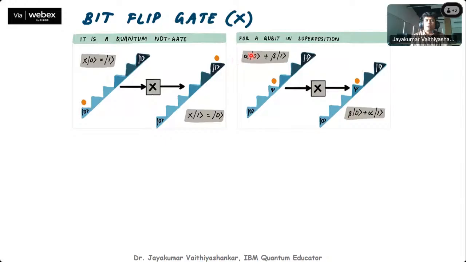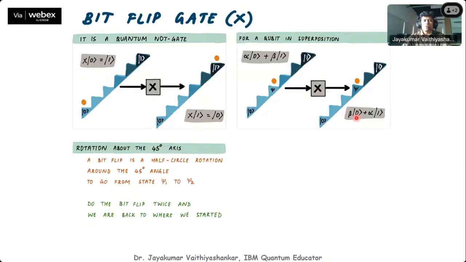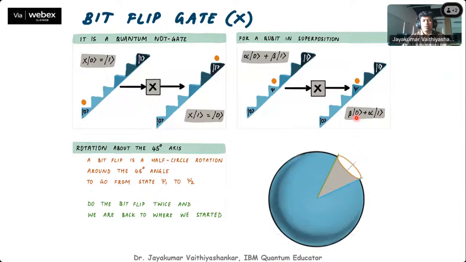So look here: alpha state 0 plus beta state 1 is now converted into beta state 0 plus alpha state 1. So it will interchange the probabilities. You need to remember this. If you are looking at 2D, it will do a rotation around the 45-degree axis. So this is the operation of the NOT gate. If it is in 3D, it will do a 180-degree rotation.